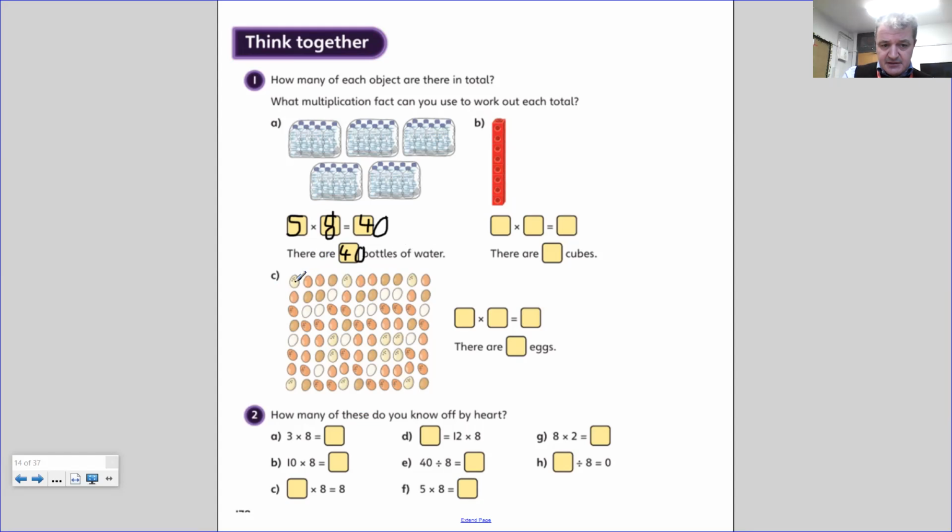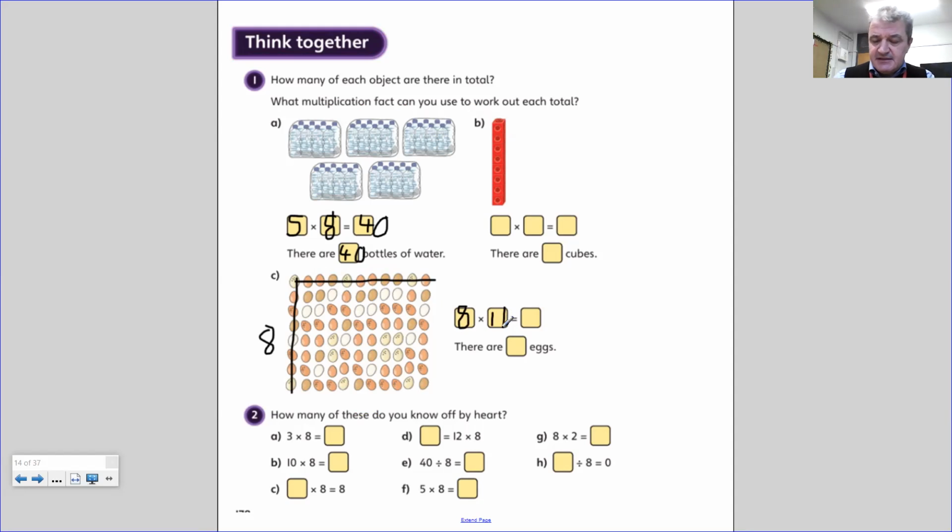How many eggs in the row? And how many eggs in the column. Yeah, so 1, 2, 3, 4, 5, 6, 7, 8 times by 1, 2, 3, 4, 5, 6, 7, 8, 9, 10, 11. Just double check. 1, 2, 3, 4, 5, 6, 7, 8, 9. So 8 times 11, or 11 times 8, because the commutative law means it doesn't matter which order we put them in. And then that tells me how many eggs there are.